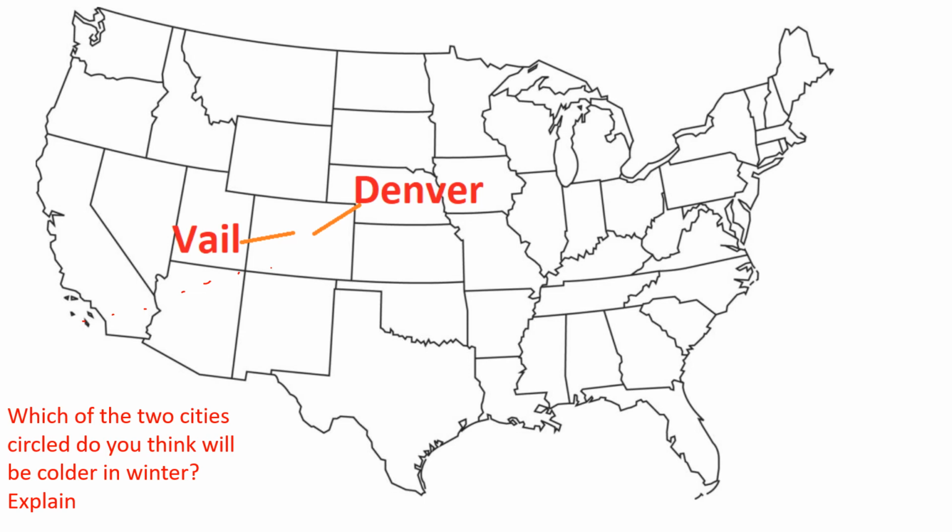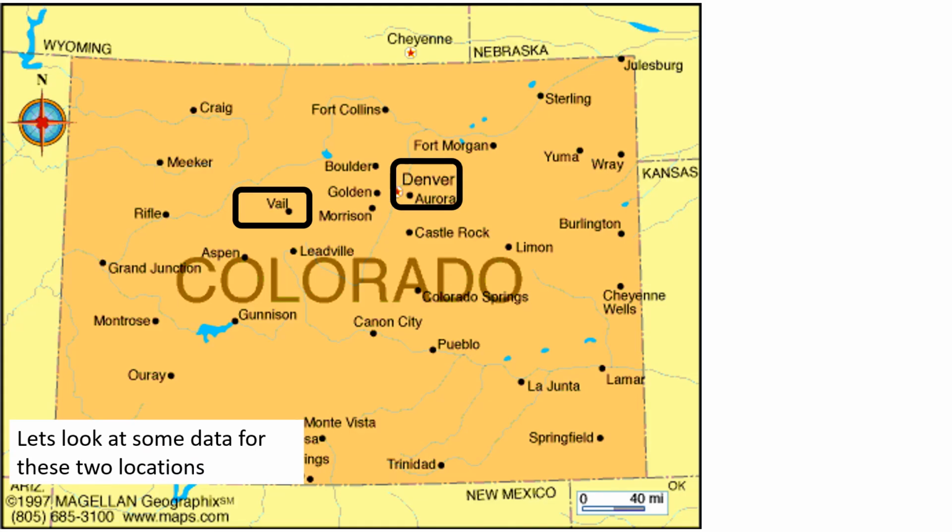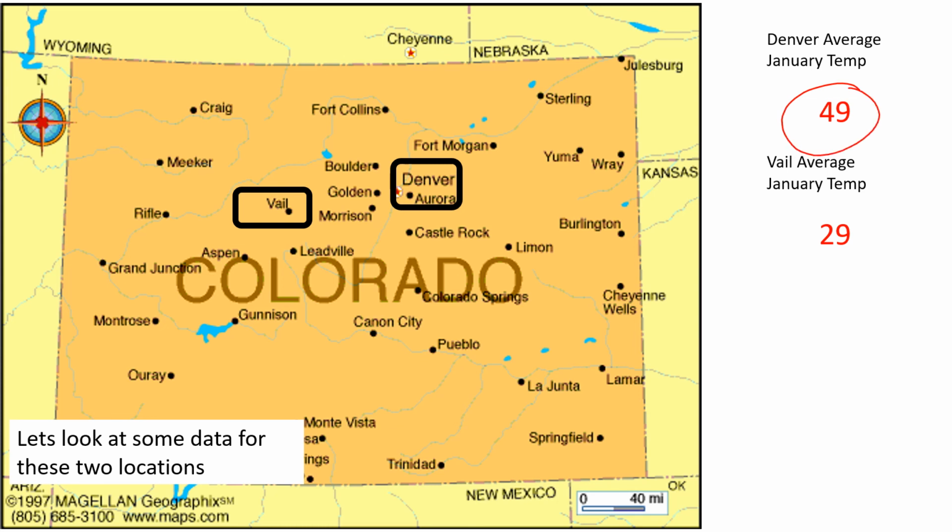Well, it's hard to tell from this map. Let's look at some data for these two locations. You see they're very close to one another, hour and a half, 2 hours drive tops. In January, Denver's temperature is about 49 for an average, but Vail is 29. Well, look at these two. They're next door neighbors to one another, but yet Vail is a lot colder than Denver.